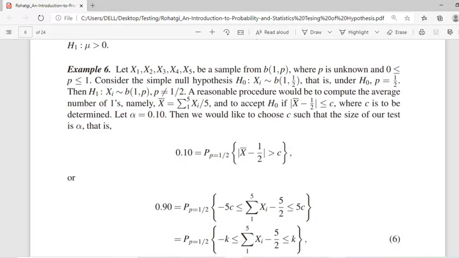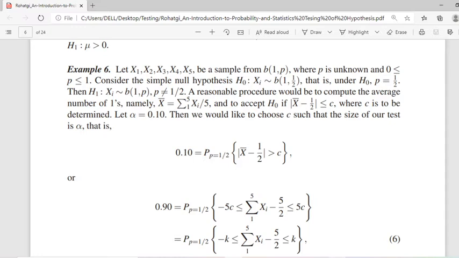Dear students, today we are discussing another problem that is very interesting. This will deal with the randomized test. In the previous problem, we discussed a non-randomized test. In this problem, we are discussing a randomized test. What is the specialty of a randomized test?